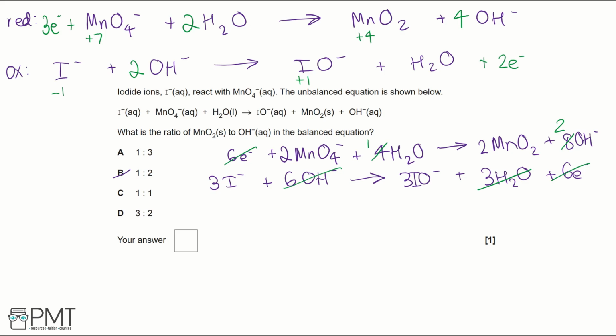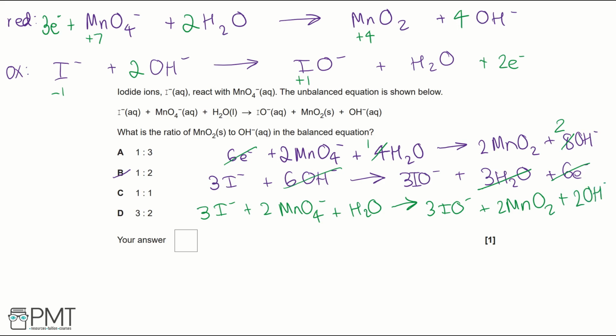So rewriting this overall balanced equation, we get 3I minus plus 2 MnO4 minus plus H2O, and then this goes to 3IO minus plus 2 MnO2 plus 2OH minus. So the question's asking us about the ratio of MnO2 to OH minus.